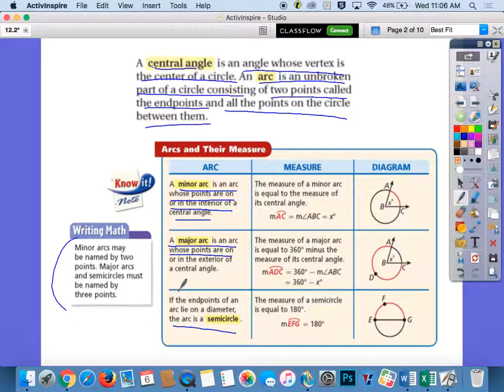And then you have your semicircle. If the endpoints lie on a diameter, the arc is a semicircle, which of course is going to be 180 degrees. And it will go through the center there. If you connect the endpoints with a line, it would go through the center.